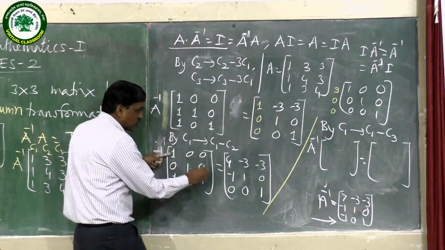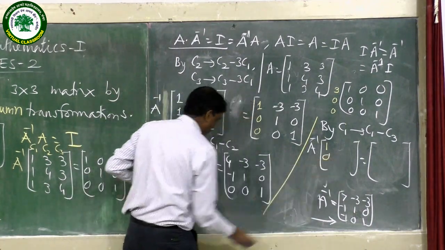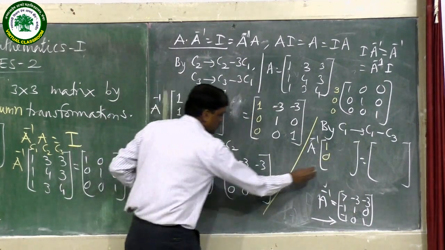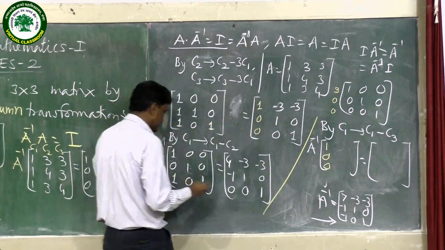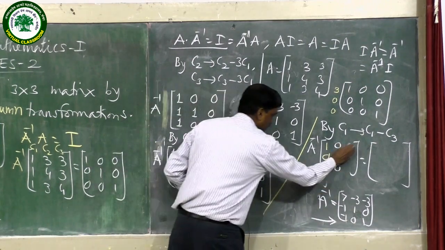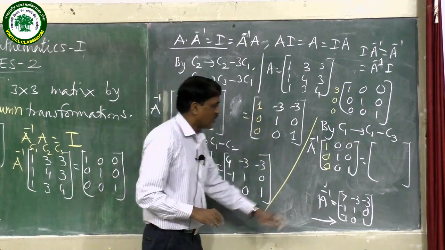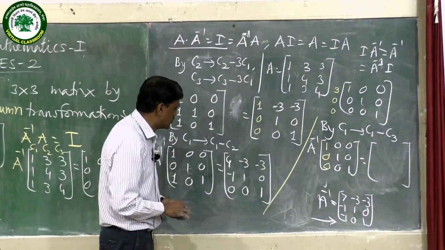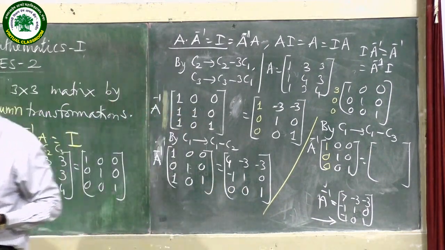So 1 minus 0, it is 1. 0 minus 0, it is 0. 1 minus 1, it is 0. There is no change in the second and third column. So these two columns are 0, 1, 0, 0, 0, 1. Perform the same transformation on this matrix. There is no change in the second and third column. So write them as they were, as they are.